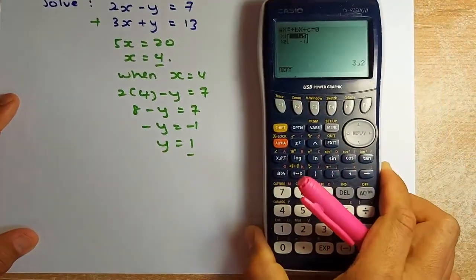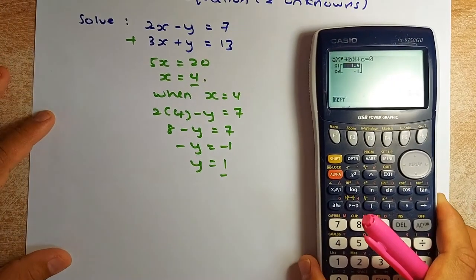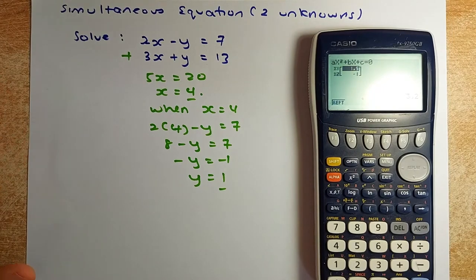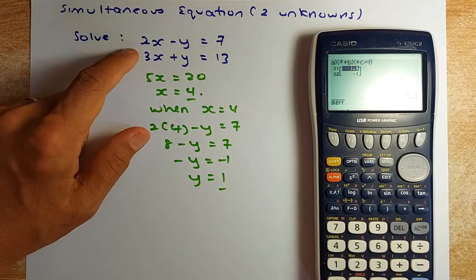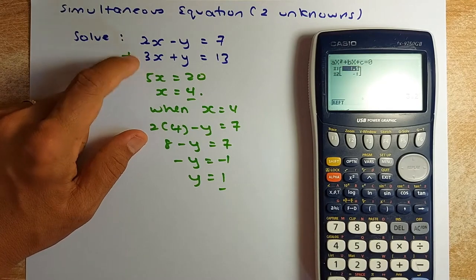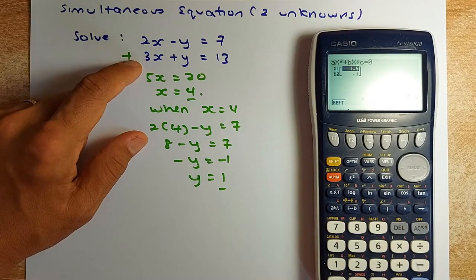Okay, last thing we're going to look at today is called simultaneous. Simultaneous equation means you have two unknowns and you have to solve the two equations. So now what we're going to do, we're solving this: 2x minus y equals 7, 3x plus y equals 13. There are two equations and two unknowns. We need to solve them.